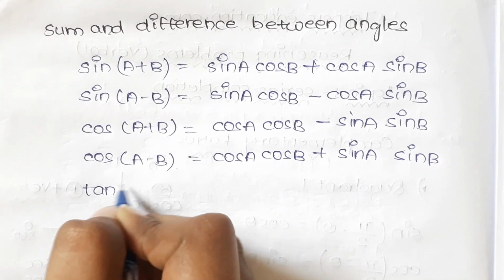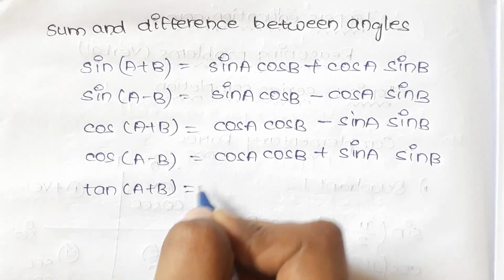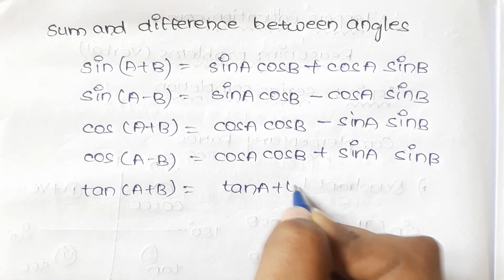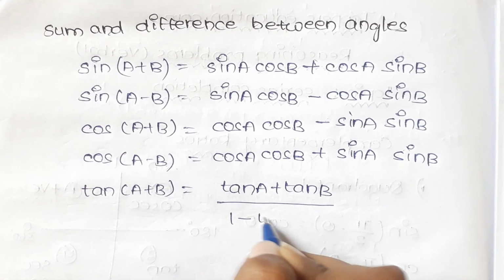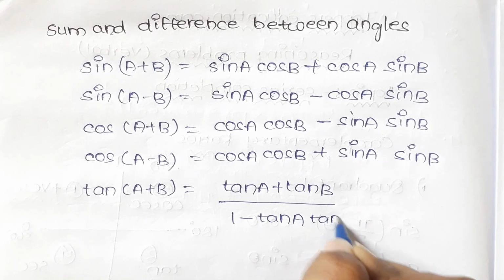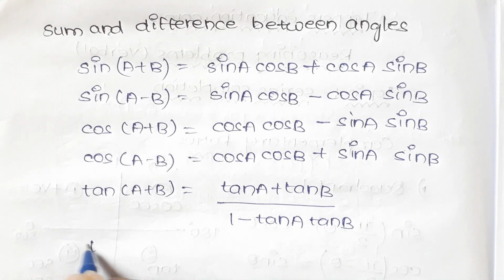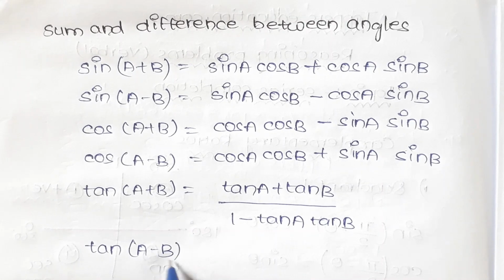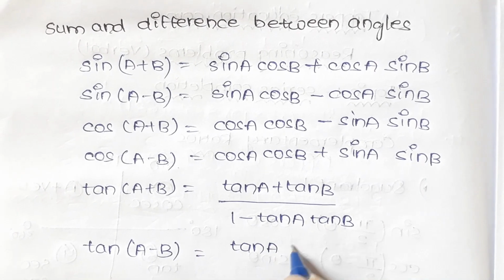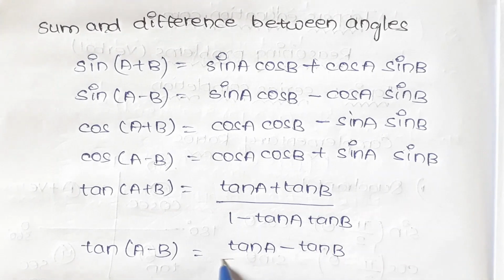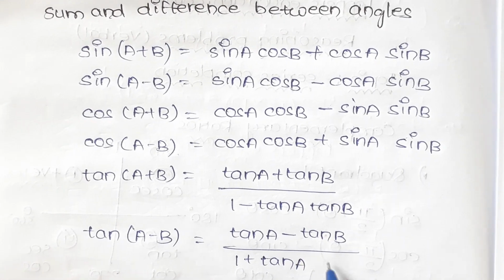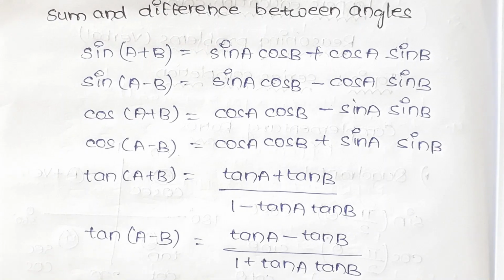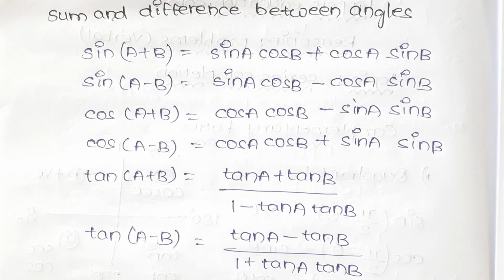And now tan(a plus b) is nothing but tan a plus tan b divided by 1 minus tan a tan b, and for the negative, that is tan(a minus b), it equals tan a minus tan b divided by 1 plus tan a tan b, and these are the sum and difference of angles formulas. And now let us see the double angle formulas.